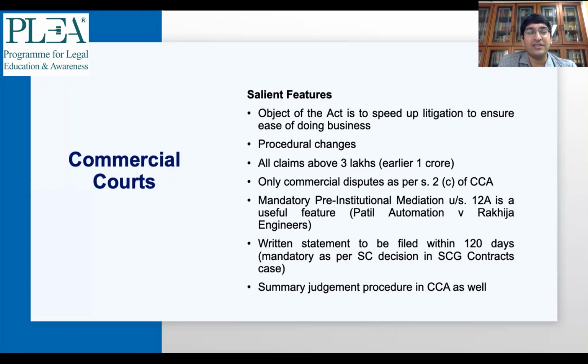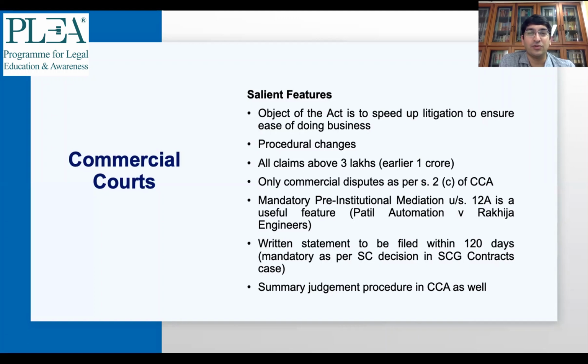Another very important change is the concept of mandatory pre-institutional mediation. This is given under section 12A of the Commercial Courts Act. So now, even before you approach the commercial court, first you have to go to mediation. Since I practice in Pune, I can tell you that we have the DLSA here, the District Legal Services Authority. So you go to them and file the mediation application.